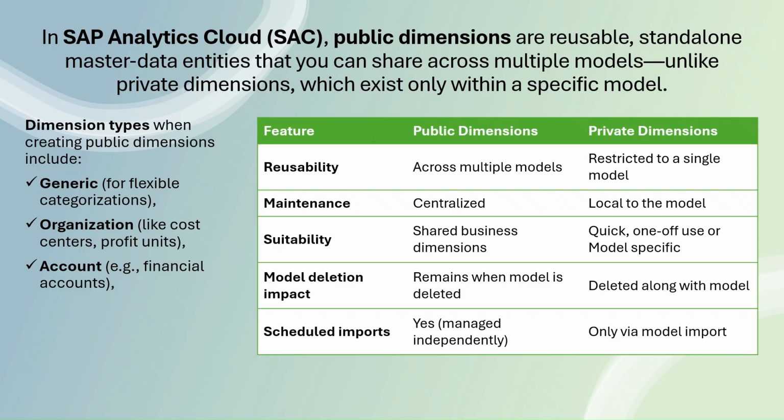Then the imports, as I already said: for public dimensions, there are different import jobs that run, and they are separately managed. In the case of private dimensions, whenever you load data into the model, along with that load only, those dimensions' data will be updated. So a simple difference is that when you create a dimension directly in the model, it is called a private dimension. A public dimension is when you create it using public dimension tables.